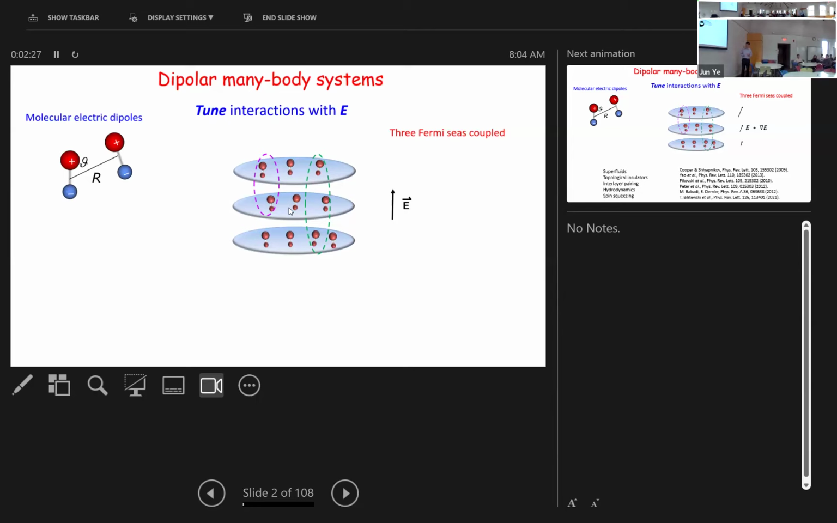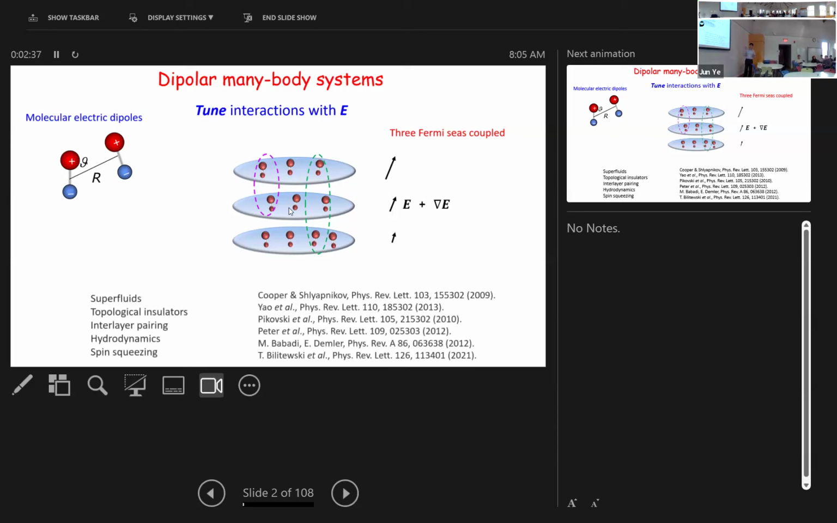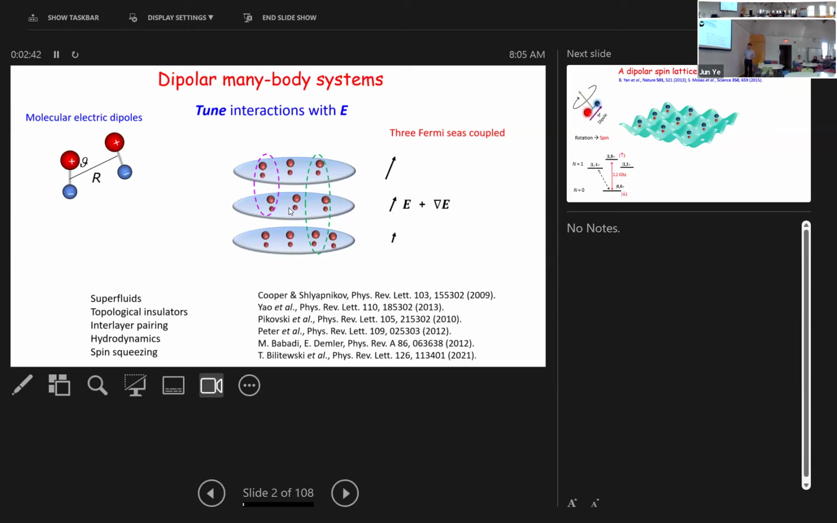People in this field have studied this, and we can use, for example, an electric field to select individual pancakes to study what's going on, the dynamics of these molecular systems. People like Anna Rey and others have used dipolar systems like this to study topological insulators and maybe even superconductors that mimic high temperature ones.